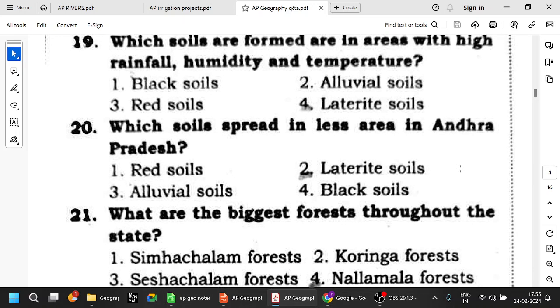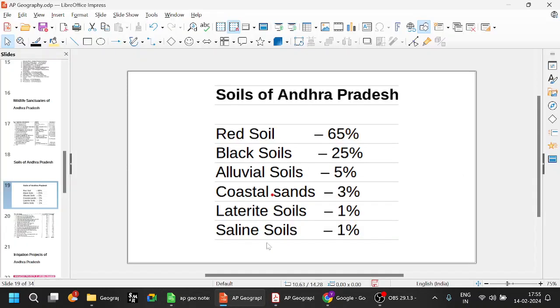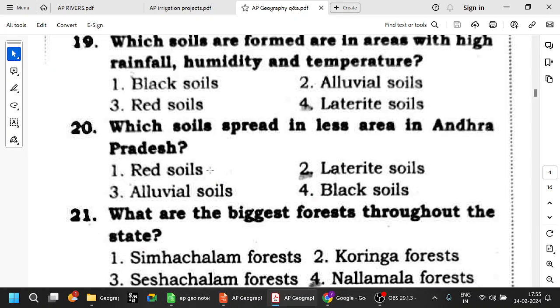Which soils spread in less area in Andhra Pradesh? As I said, among the given options, laterite soils are 1%, and you can see the others are significant. Among these, red soils are 65%, black soils are 25%, alluvial soils are 5%, but laterite soils are only 1%. So in Andhra Pradesh, laterite soils are spread less in this question.